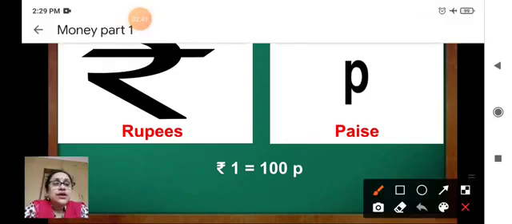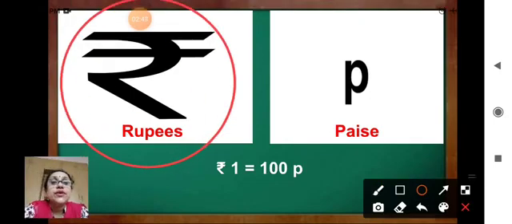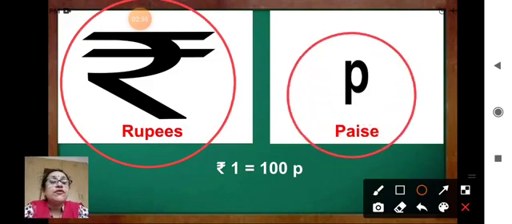Now, here you can see what is written. This is the symbol of rupees. And this is the symbol of paise, P. This R that is written is the symbol of rupees, and for paise it is P. Rupees 1 equal to 100 paise.